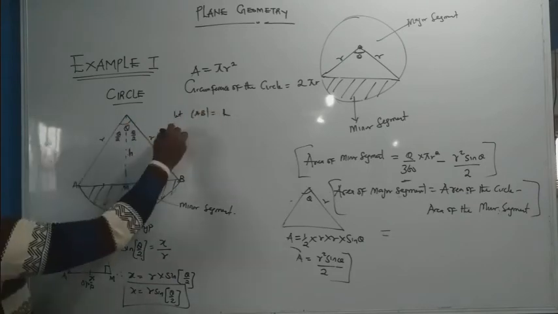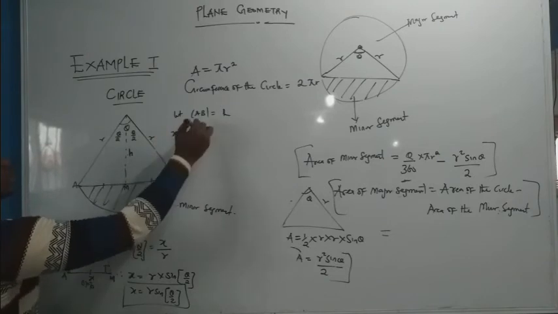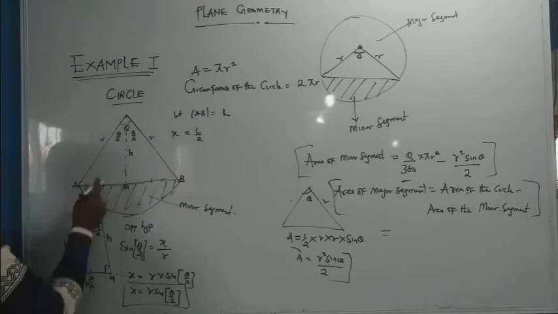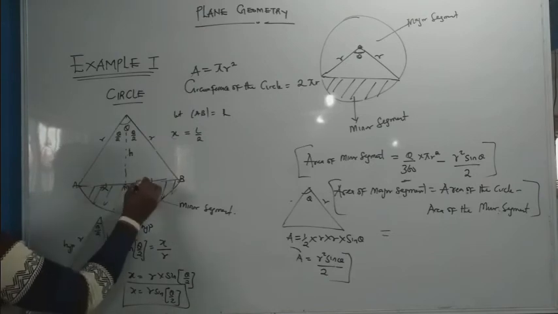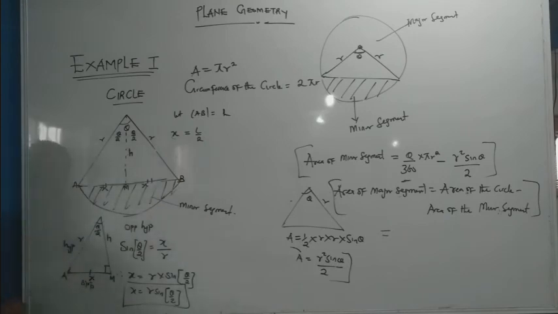And the x is half of what? The x rather is L over 2. It's half of what? Half of L. This L. So here is x, here is x. Exactly. Half of what? Half of L. So what do we do now?